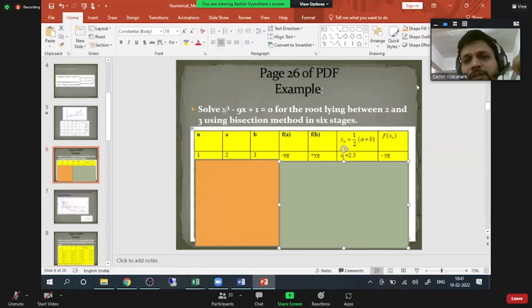Not 8, sorry. Minus 9. Yes, it is 8, correct. Minus 9, correct. 2 cube is 8. 8 minus 18 plus 1 is minus 9. So f of a is negative. What is f of b?